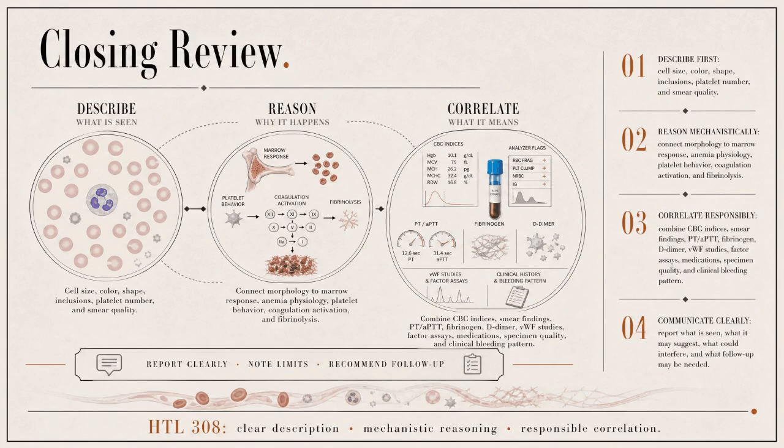Hematology can feel dense because it includes cells, plasma proteins, vessels, instruments, and clinical syndromes. But the same logic repeats throughout the field. Structure reflects function, and abnormal results reflect altered biology. If you can explain that biology in plain language, you're well prepared for advanced coursework and laboratory practice.